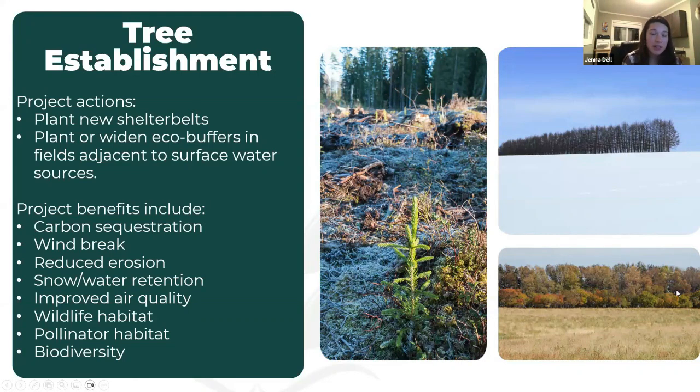And the next category is the tree planting category. So the first subcategory is tree establishment. That would be putting in a new shelter belt or planting or widening an existing eco buffer. With this one, it does have to be a new action, so they won't replace an existing shelter belt. I know a lot of the shelter belts are kind of getting old. You do have to have that additional widening in order to apply for RALP for this one.